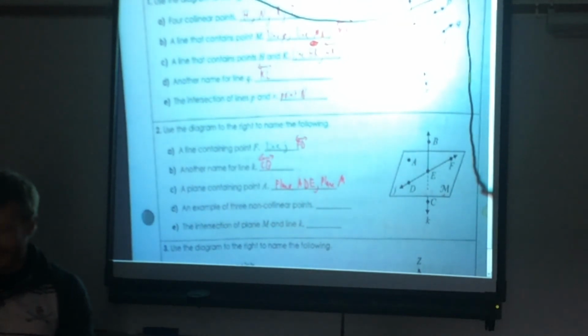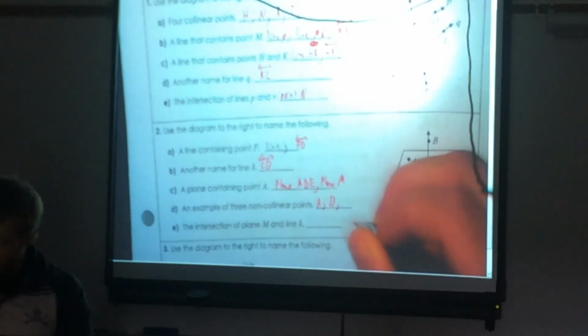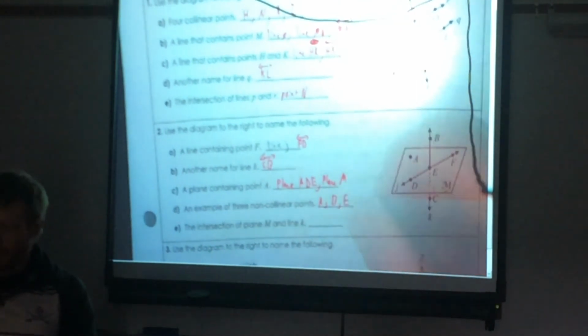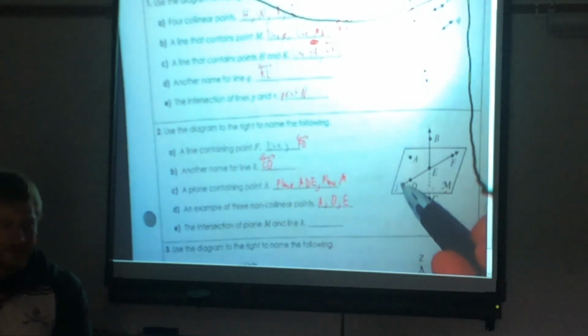It says an example of 3 non-collinear points. Well, I had to use 3 non-collinear points to name that plane. So I could just say A, D, and E. But you have a lot of different options. You could say C, A, D, C, E, F. They just can't be in a straight line. You could not put M. M is not a point. There's no dot beside of it. And J is not a point because there's no dot beside of it, and it is lowercase.